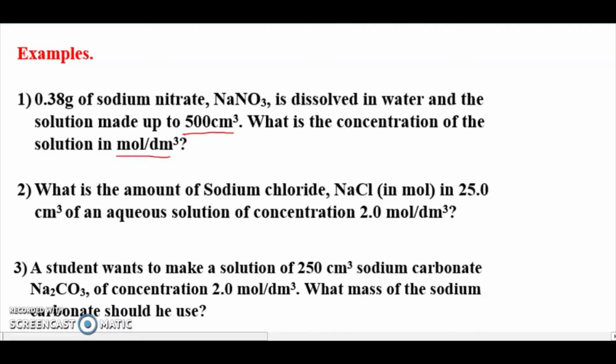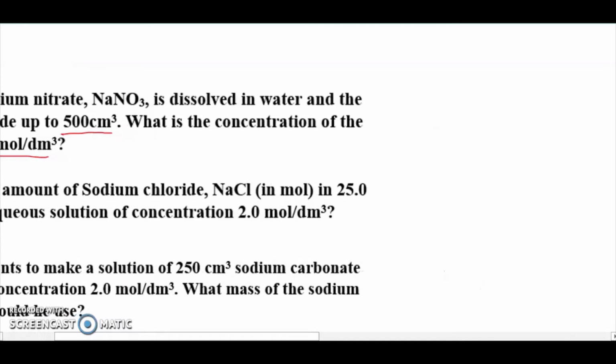We know that concentration, that is molar concentration, is equal to number of moles divided by volume in dm cube. Take note, number of moles divided by volume, and the volume here is in dm cube. So the first thing we need to do to calculate the concentration of the sodium nitrate solution, we need the number of moles, and we also need to convert the volume into dm cube. So let's begin with the number of moles of sodium nitrate.